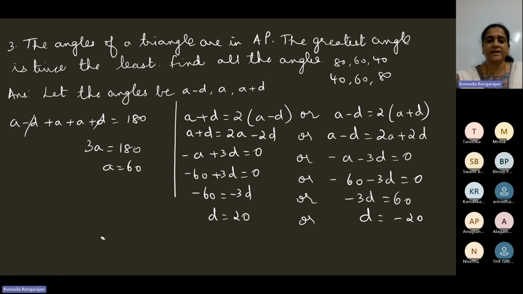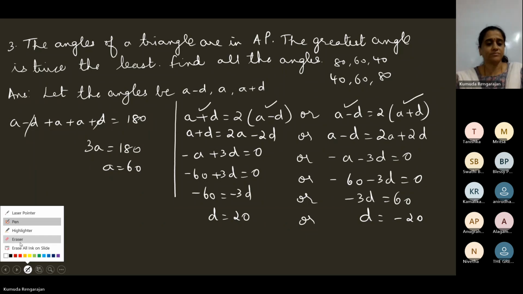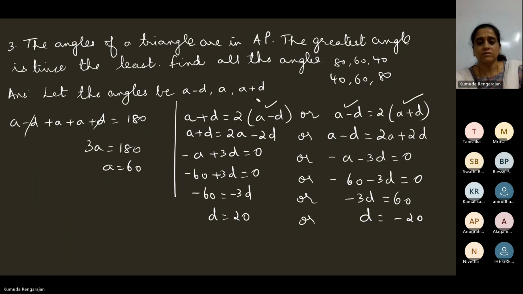The condition is the greatest angle is twice the least. If this is the greatest angle, it's twice the least angle. Or if this is the greatest angle, it's twice the least angle. Twice meaning 2 and 2. So again, the value of A you can substitute in the first line itself.